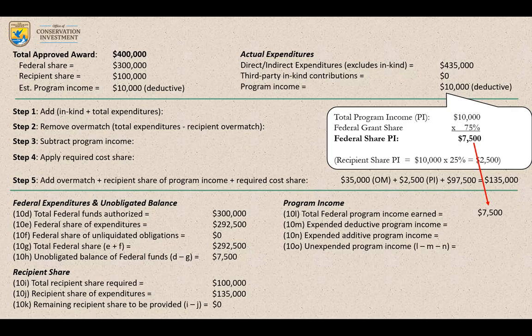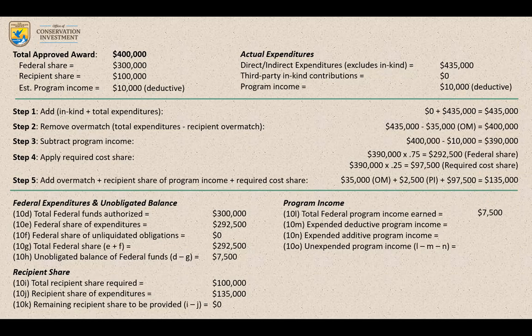Field 10M represents the amount of the federal share of program income expended that was treated deductively. In this scenario, this value is also $7,500. Note that this $7,500 in program income was expended in place of federal grant funds, thereby reducing the federal expenditures needed to complete the scope of work.